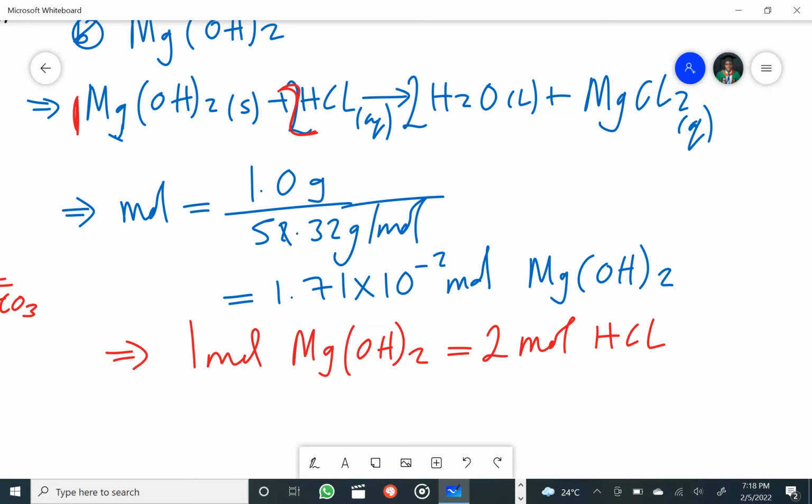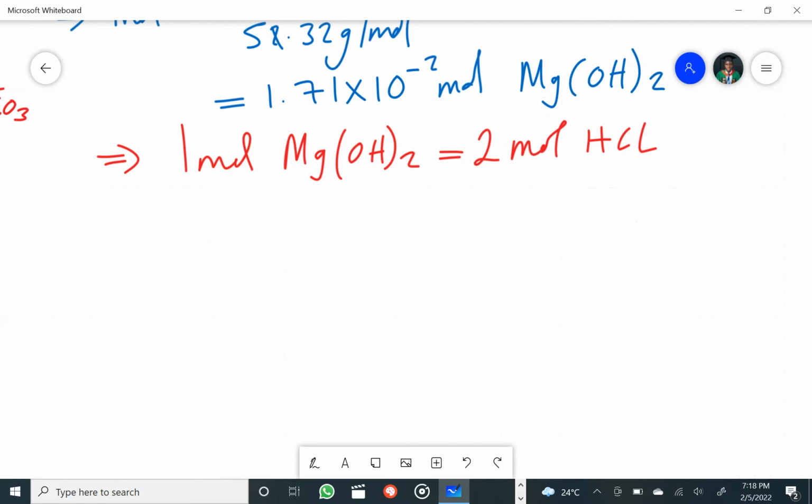Okay, so now with this ratio, we can proceed and relate to say, if we had 1.71 times 10 to the power negative 2 moles, then how many moles of hydrochloric acid did we have? Again, we know that we just multiply that by 2, but we always want to show our working.